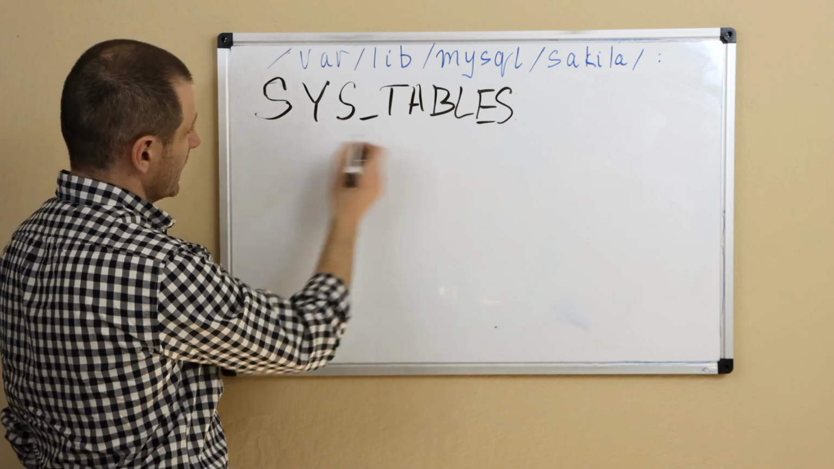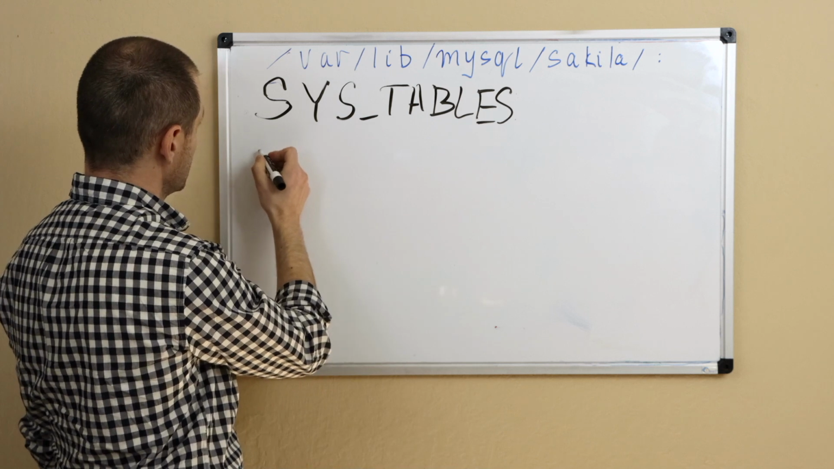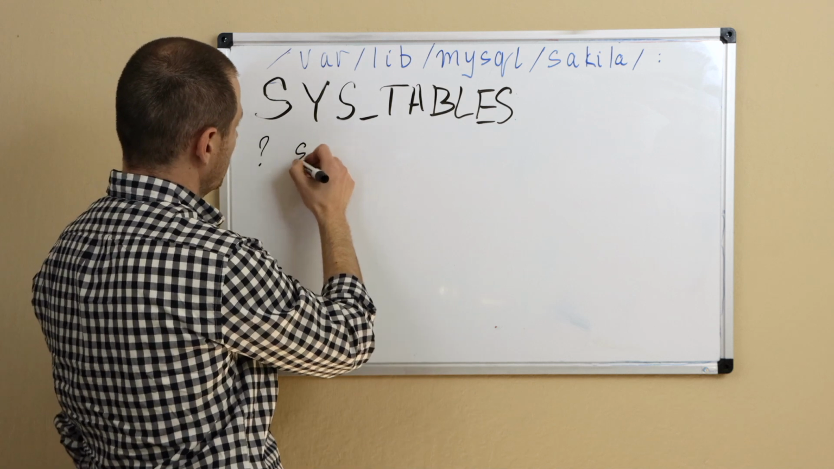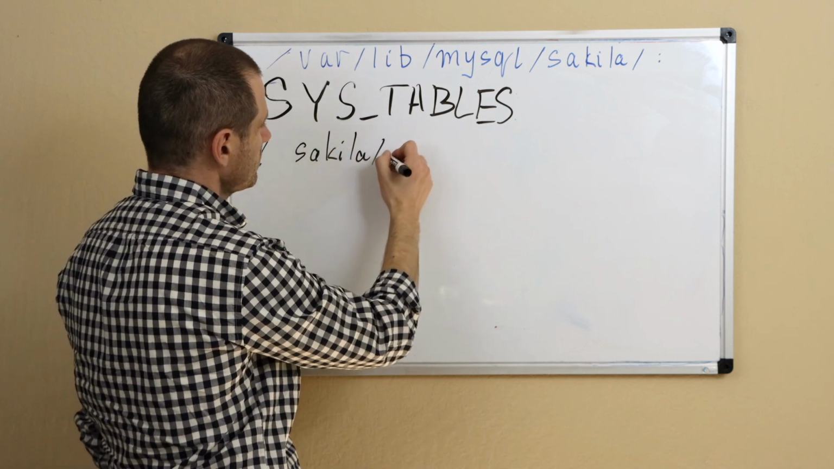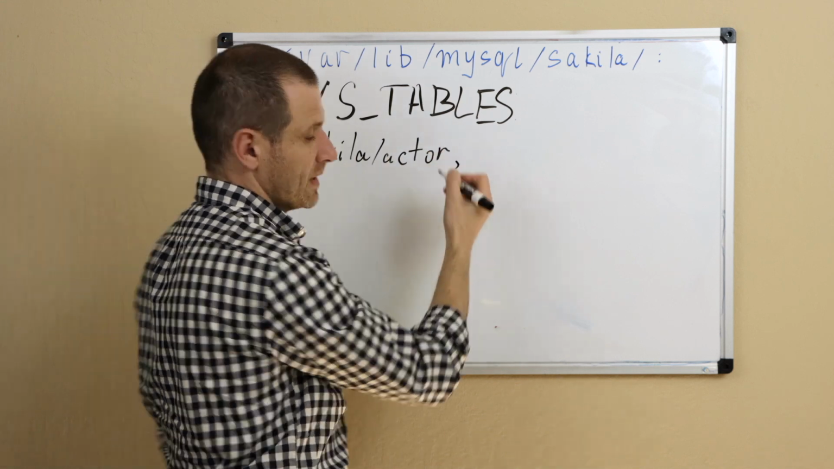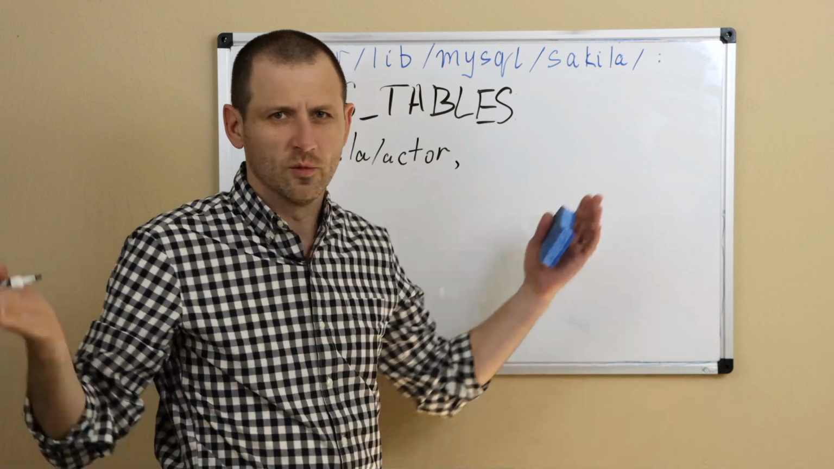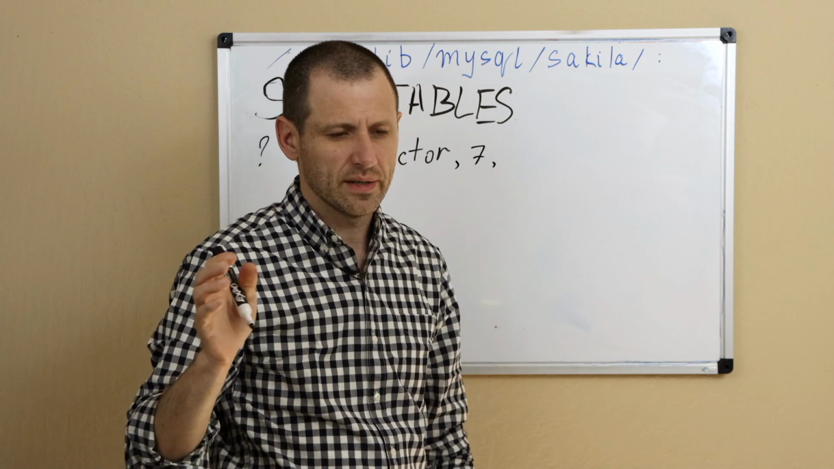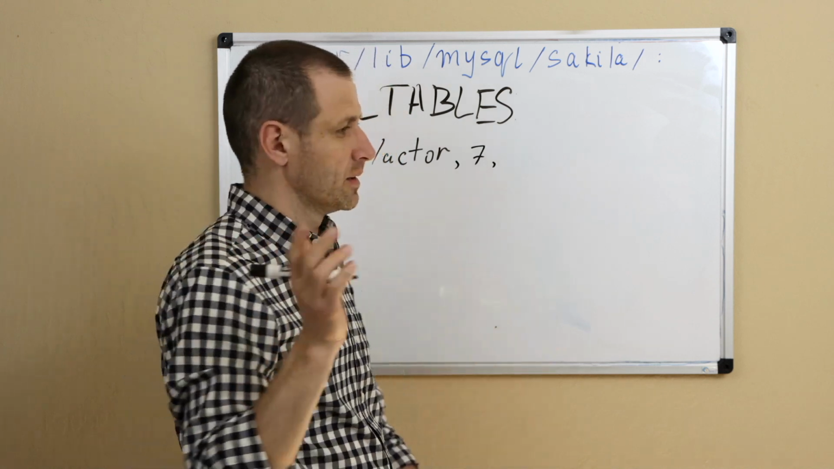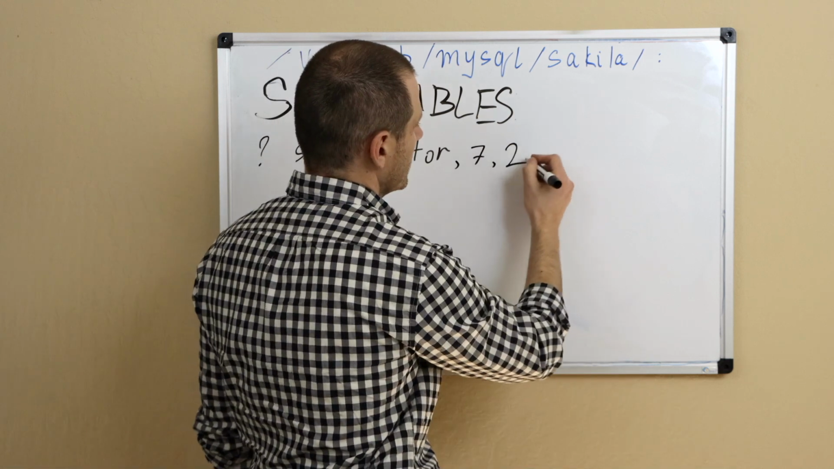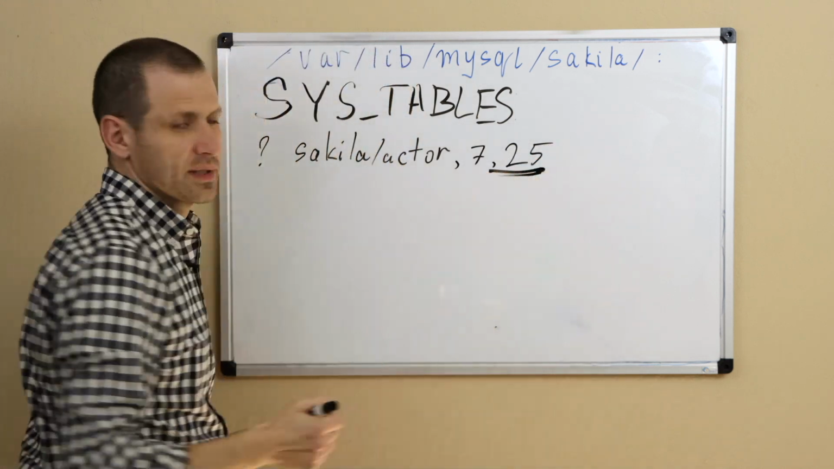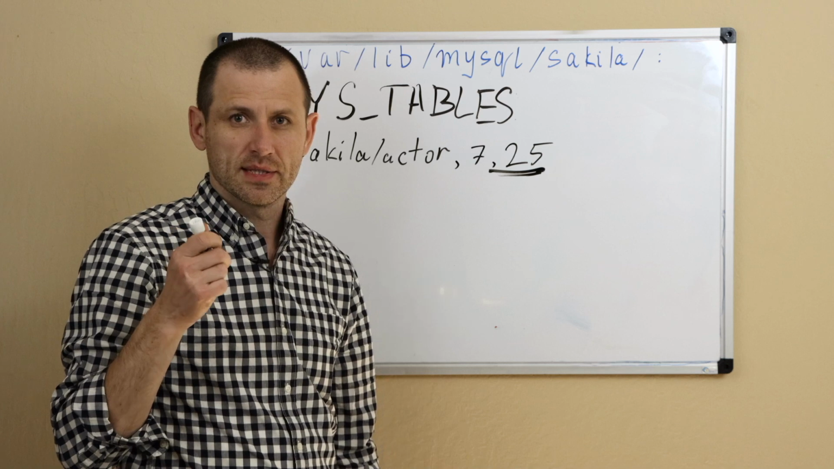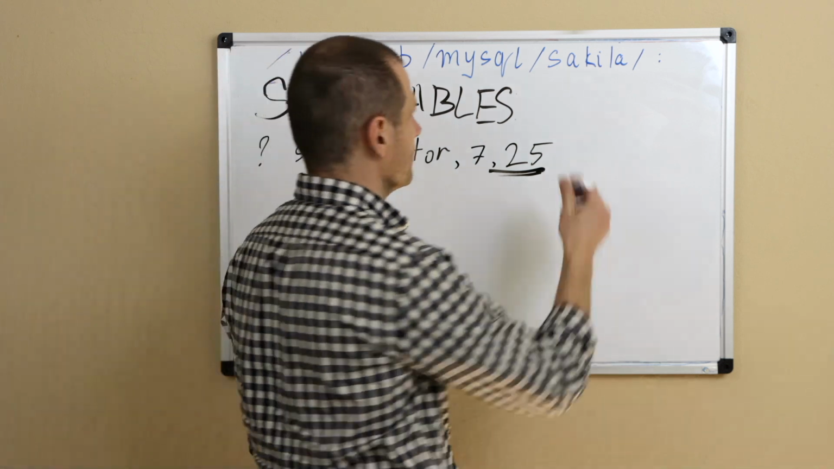We do have a record in SYS_TABLES. So there's some table ID, then Sakila actor, then number of columns 7, and then we have space. In that space it is 25 in the dictionary. In actor.ibd, the space ID is 23.